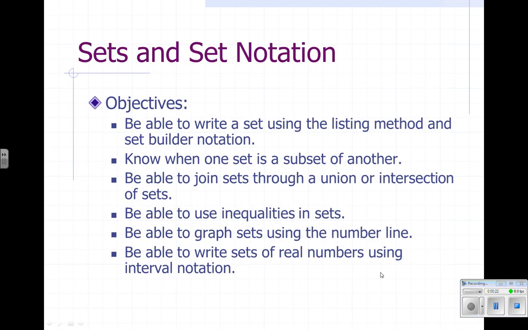So in this presentation, all I want to make sure you have on board is the following objectives. I want you to be able to write a set using the listing method and set-builder notation. Those are two of our basic kinds of notation that we use. We want to know when one set is a subset of another. We want to be able to join sets through a union or intersection of sets, be able to use inequalities in sets, be able to graph sets using the number line, and be able to write sets of real numbers using interval notation. That's the third kind of notation that we use when it comes to dealing with these kinds of sets.